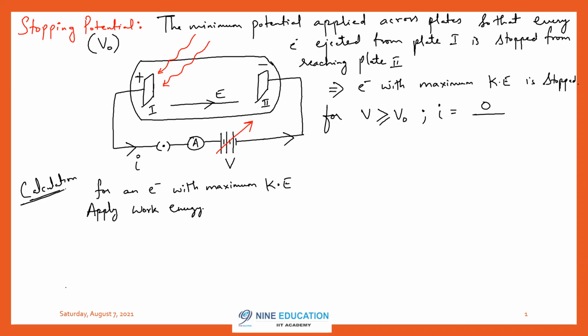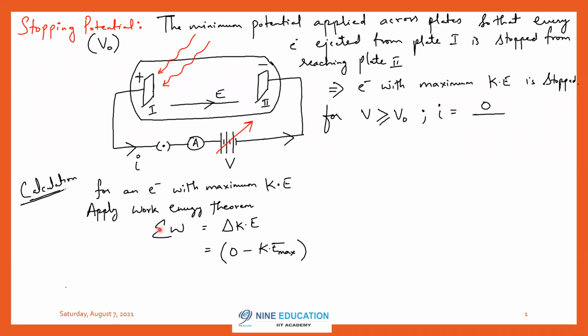Work energy theorem. What does the work energy theorem state? Work done by all the forces is equal to the change in kinetic energy. So work done by all the forces, internal forces, external forces, all kinds of forces, is equal to the change in kinetic energy. Right? What is the change in kinetic energy? Finally, this electron is getting stopped. So final kinetic energy is equal to 0 and initial kinetic energy is equal to Ke max, because we are considering the electron with maximum kinetic energy.